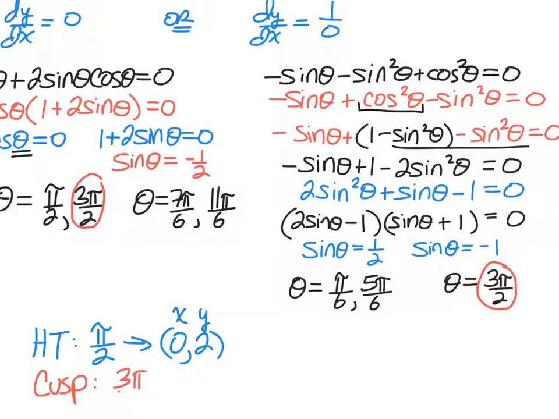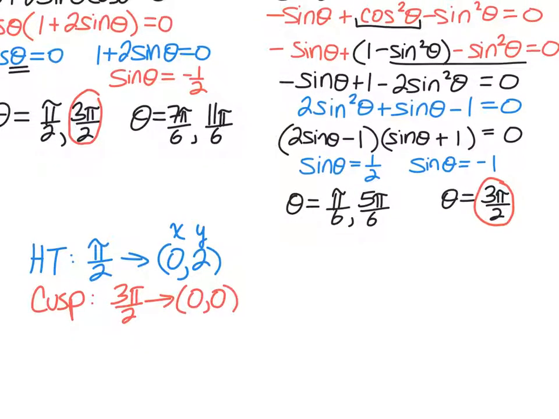That happens at 3 pi over 2, specifically the origin, if we're in rectangular coordinates. So you might look at this and say, oh, this is really tedious. It's better than the alternative. So 7 pi over 6, horizontal tangent.